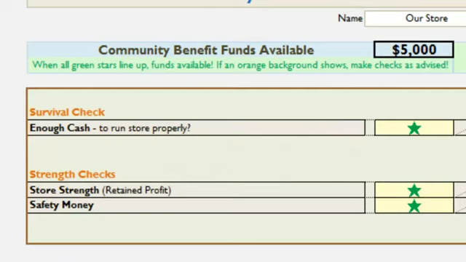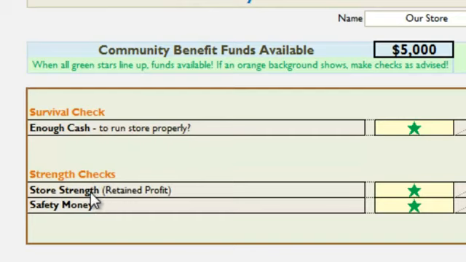Now let's look at the calculator. We can see here that $5,000 is potentially available for community benefit funds. And in order to get to this number, we have to pass these checks, and they are very simply shown. A green star is pass, a red star is fail. Survival check: is there enough cash to run the store properly? Well, there is. This is the utter limiting factor. If you haven't got enough cash, whatever else, you would be crazy to give out cash.